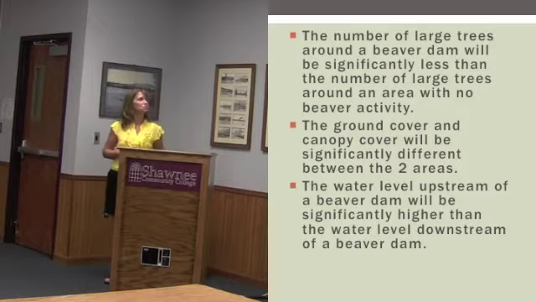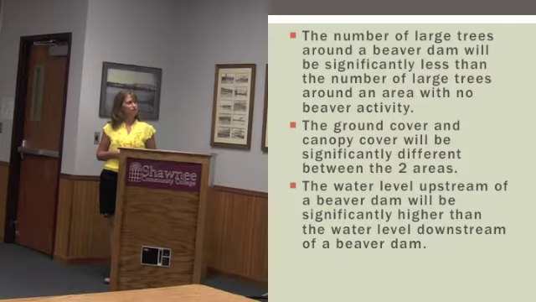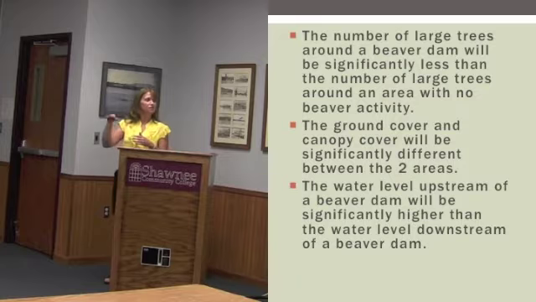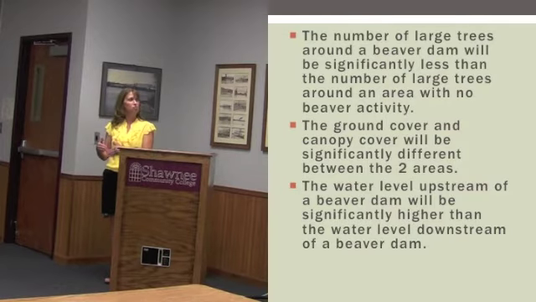My hypothesis was that the number of large trees around a beaver dam will be significantly less than the number of large trees around an area with no beaver activity. The ground cover and canopy cover will be significantly different. They should be correlated. The more canopy cover you have, the less ground cover you should have. And the less canopy cover you have, the more ground cover you will have. The water level upstream of a beaver dam will be significantly higher than the water level downstream of a beaver dam.